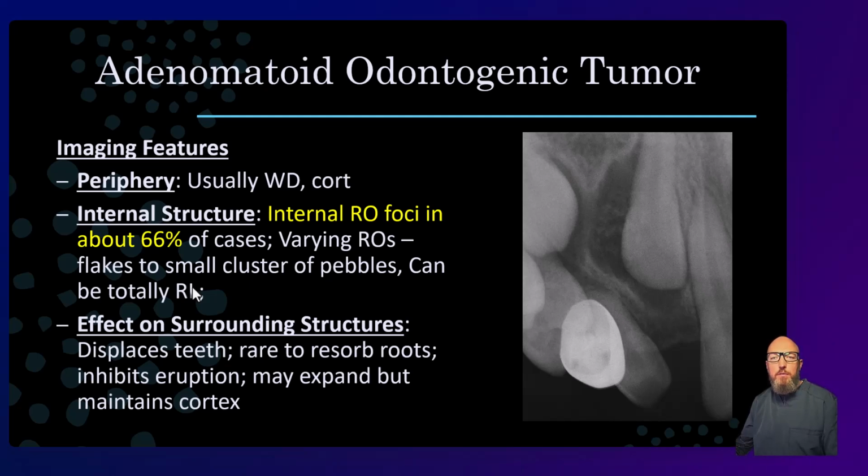The demographic is a big one for this, so think teenage girl tumor. Nothing about this is very specific. It's about what you would expect from a benign tumor. Can displace teeth, sometimes resorb roots, inhibit eruption.